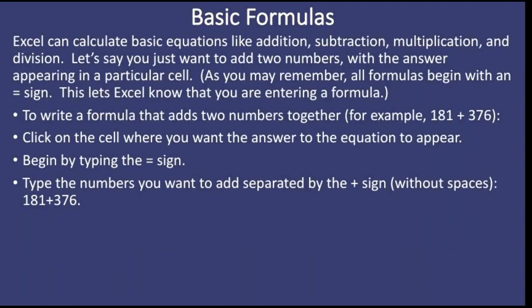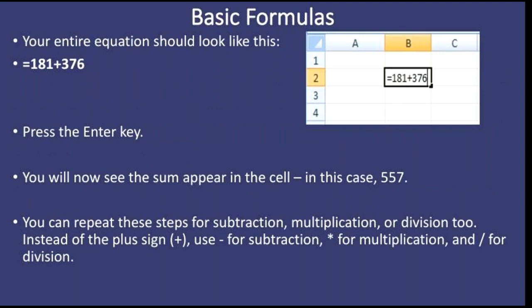Now click on the cell where you want the answer to the equation to appear. Begin by typing the equal sign. Type the numbers you want to add, separated by the plus sign without space, and it will give you your answer. Your entire equation should look like the one on my screen. Now press the enter key, and you will see the sum appear in the cell. In this case, the answer is 557.